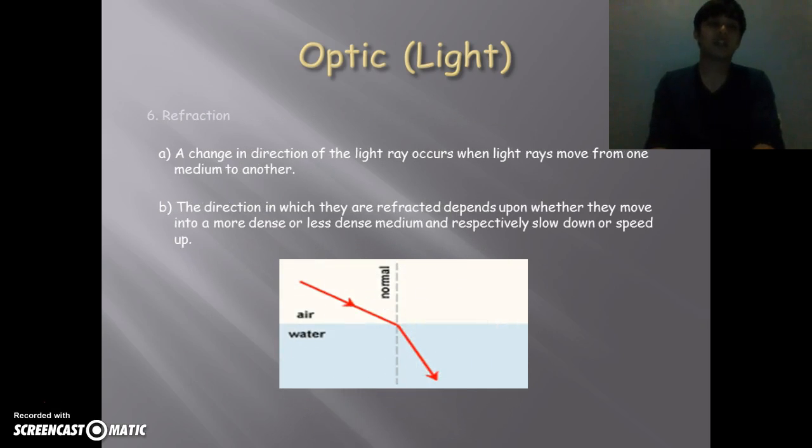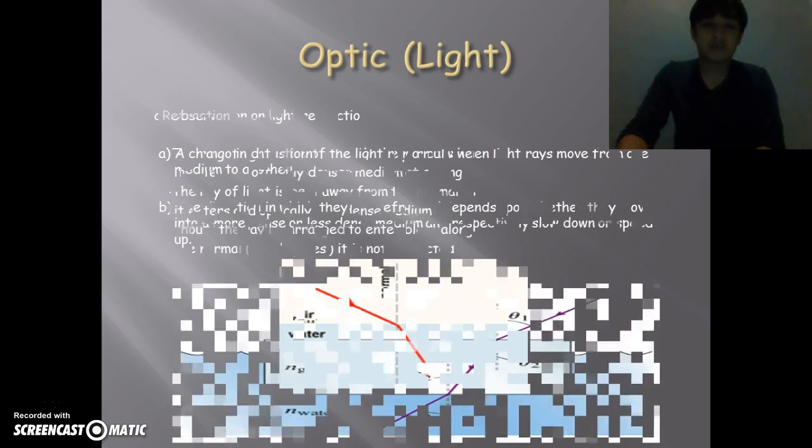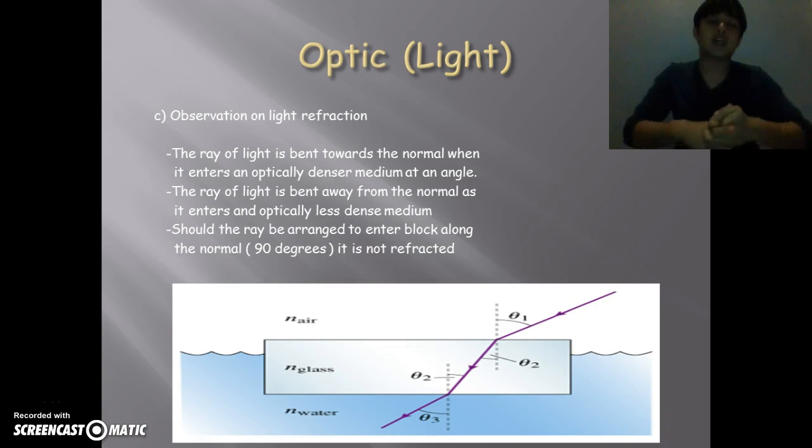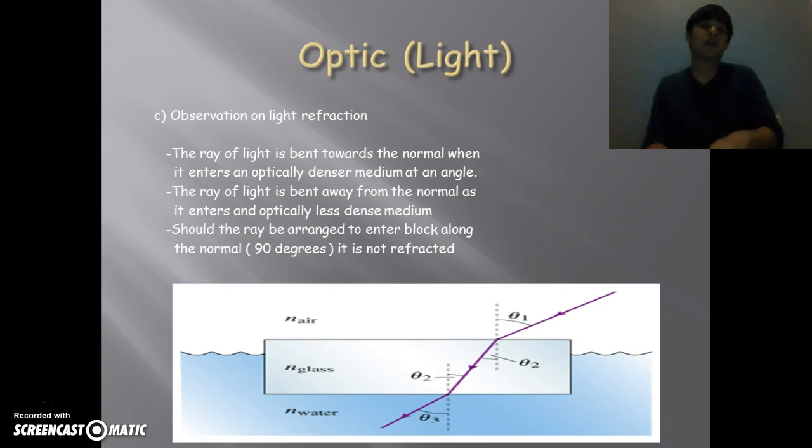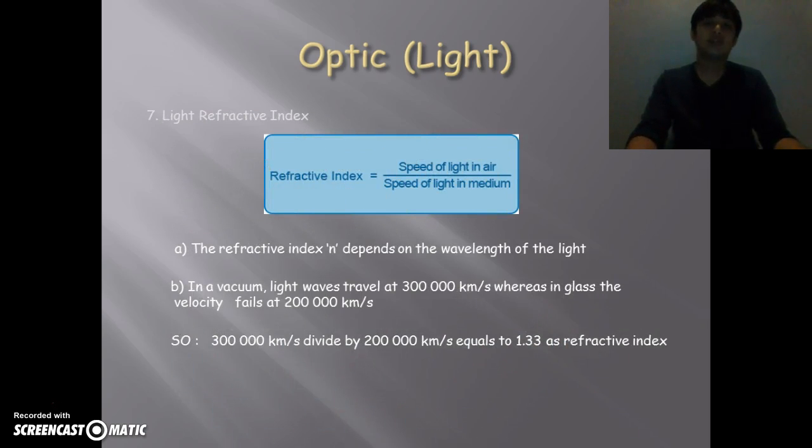Number 6, refraction. Refraction is a change in the direction of the light ray that occurs when light rays move from one medium to another. So I'm just going to skip this ahead. What it's trying to say is that when light passes through a denser medium, it will bend towards the normal line. But if it's going through a less dense medium, it will bend further away from the normal line. So that is refraction.